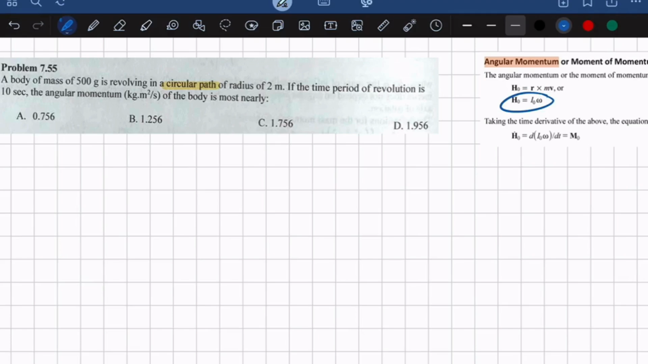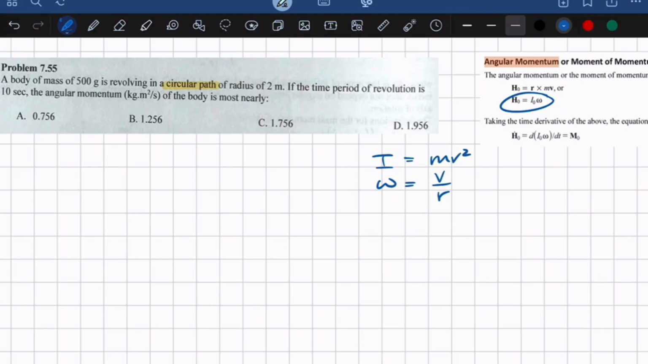What we need to know is the definitions for these two. So for I, we have mr squared, and then for W, or angular velocity, we have v over r. And these two are very important when we're substituting it into the equation to solve.